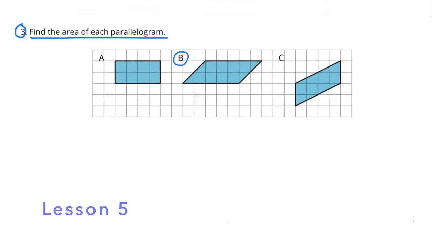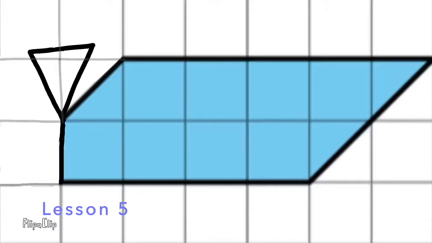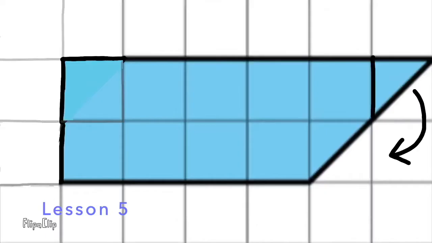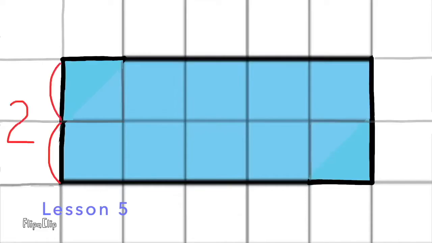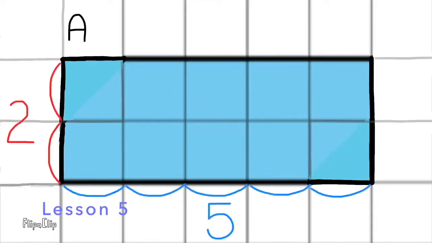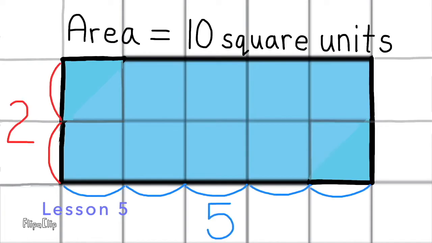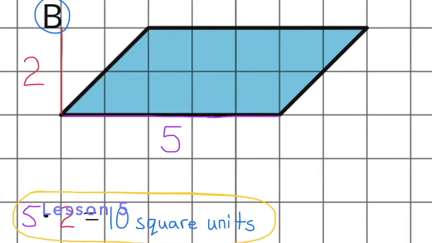B. We can rearrange figure B so it looks a lot like figure A. Simply rearranging it can help us tell that it has a height of 2 and a base of 5. So the area would be 10 square units. For figure B, you can find the area without rearranging it.